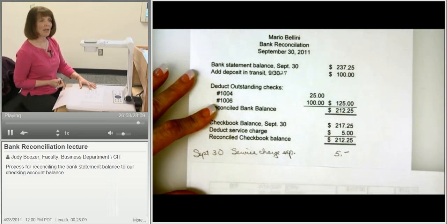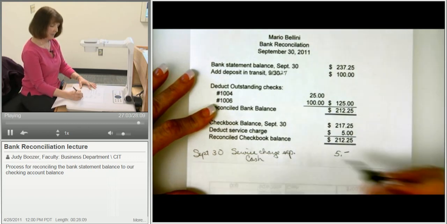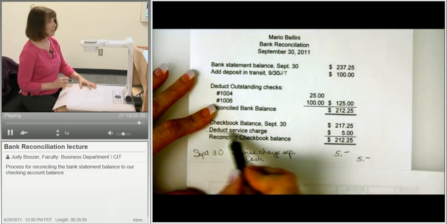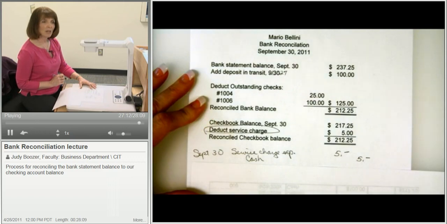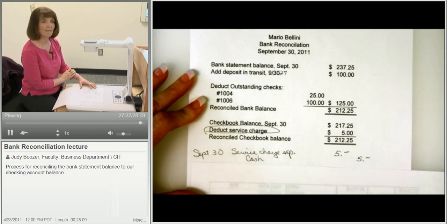And what would be the credit? Cash. $5 credit. Once you journalize this, it takes care of this part of the bank reconciliation, and you should now agree with the bank's records. Okay? So the only one that gets journalized are those items that impact the checkbook balance on your bank reconciliation.